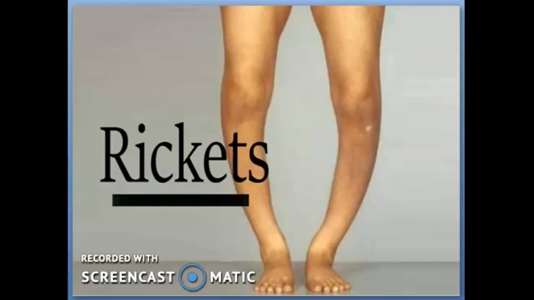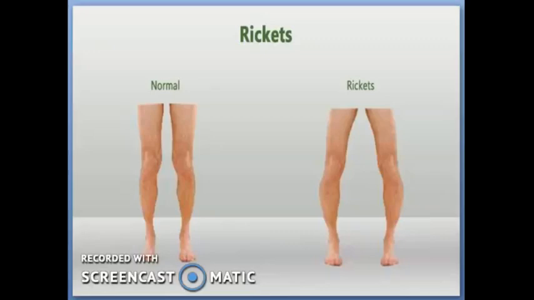Next disease, children, rickets. If you look at this picture properly, the legs are so wide. A normal person has proper legs, but the rickets person does not. Wide means the distance between the two legs is more. Here there is a deficiency of vitamin D. Mainly a person with vitamin D deficiency gets rickets.